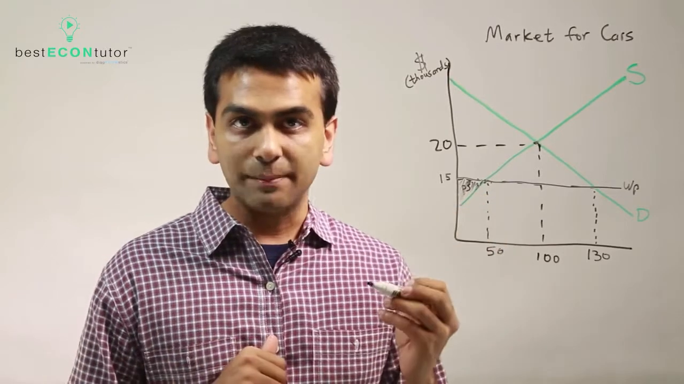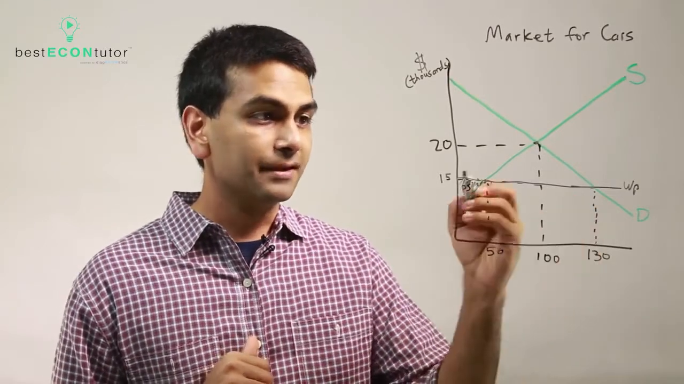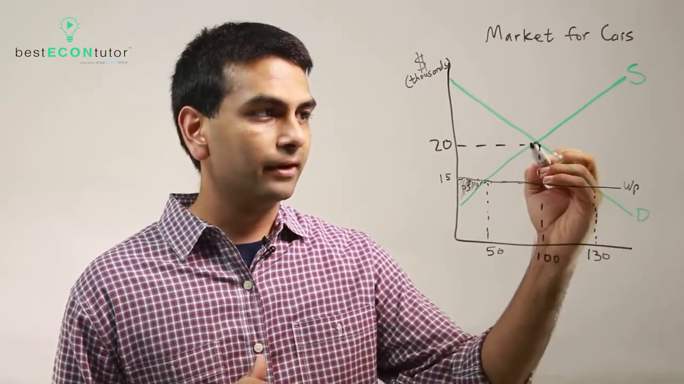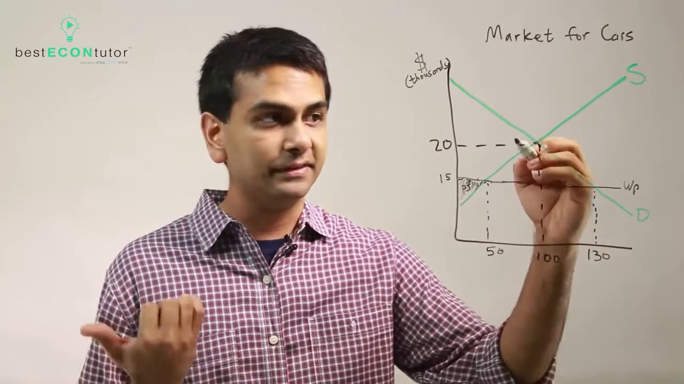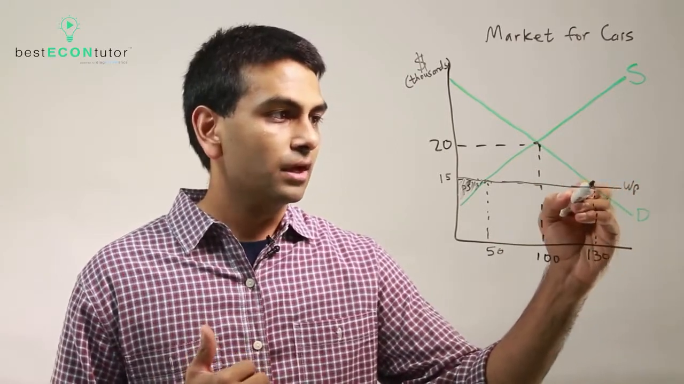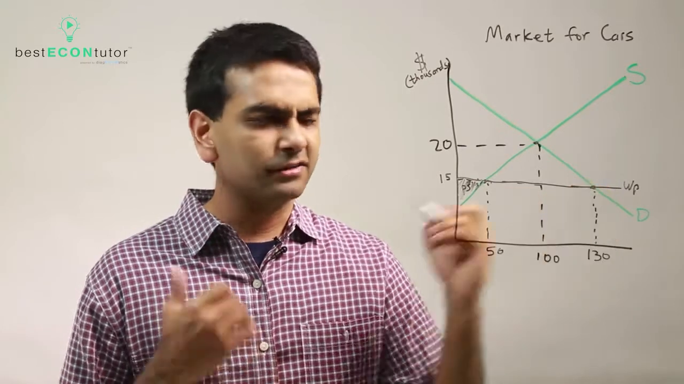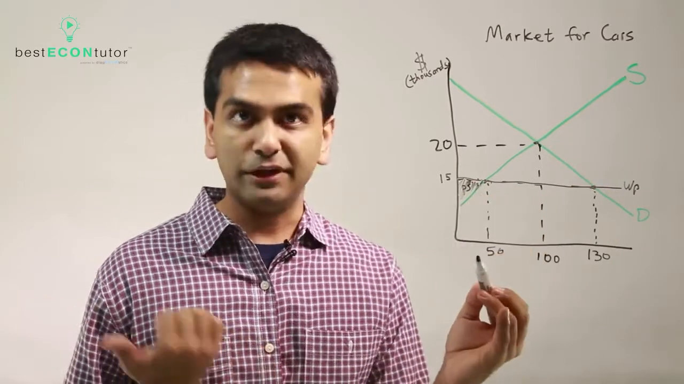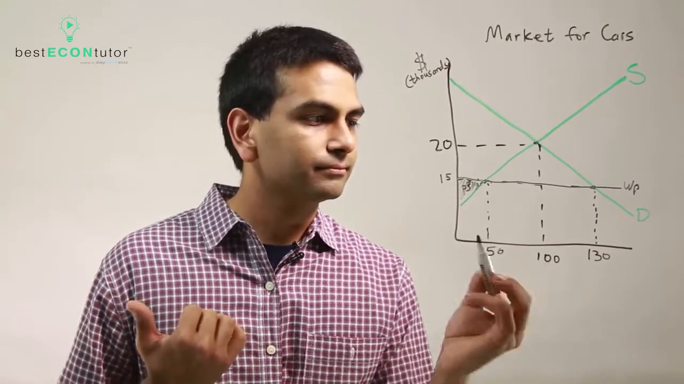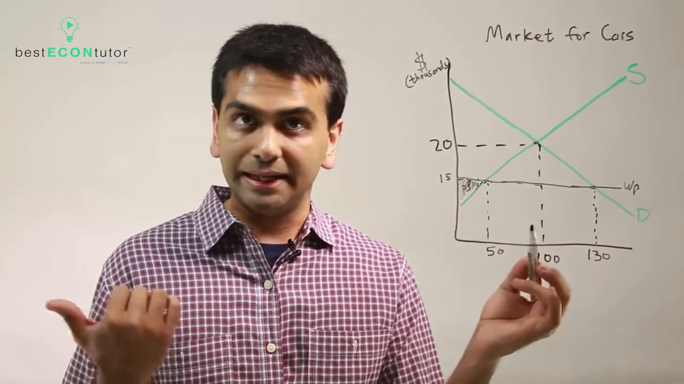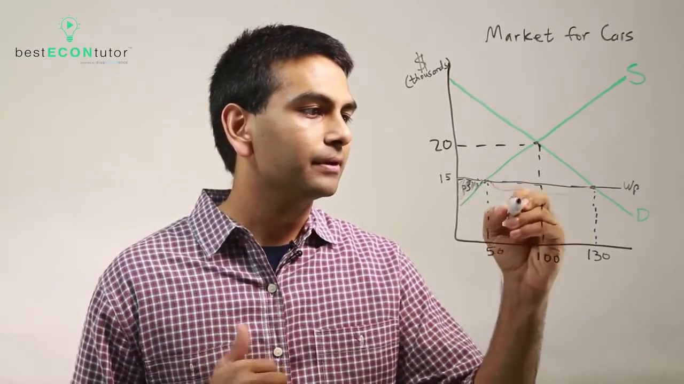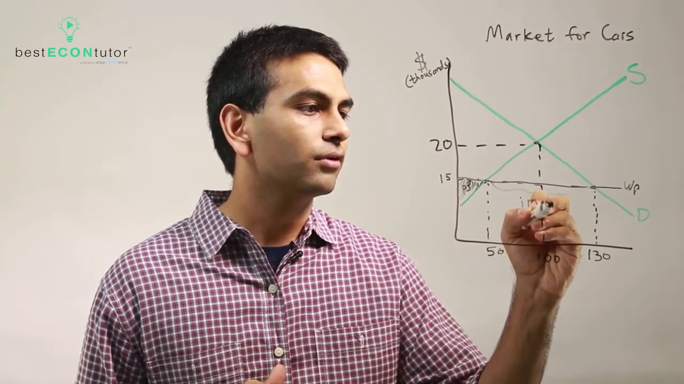But now let's see what happens to the consumers. The consumers are just looking at the demand curve. At a price of 20, they wanted 100 cars, but now that they can buy cars for 15, they want even more than that. They want 130 cars now. So they're going to end up buying 130 cars. But here's a question. If only 50 are made at home, but the consumers want 130, how are they going to get the remaining 80 cars? Well, they're going to import them. So that gap is called imports.